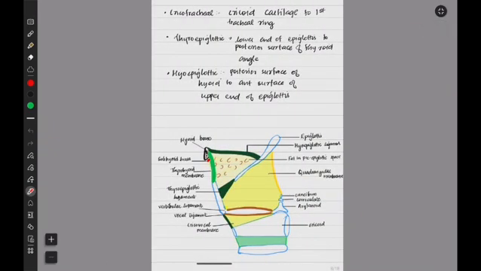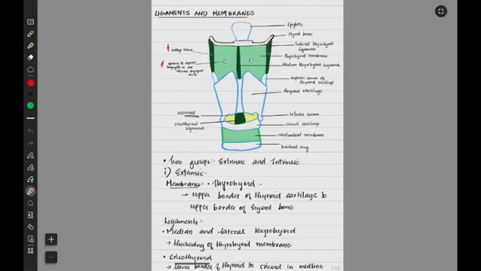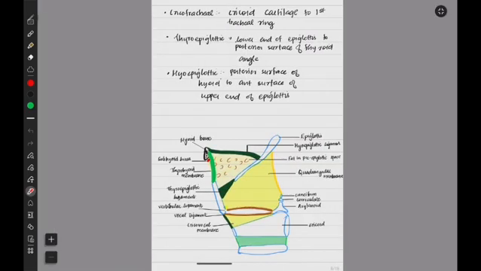Next is the cricotracheal ligament. The cricotracheal ligament extends between the cricoid cartilage and the first tracheal ring. So this is the cricotracheal membrane or ligament.